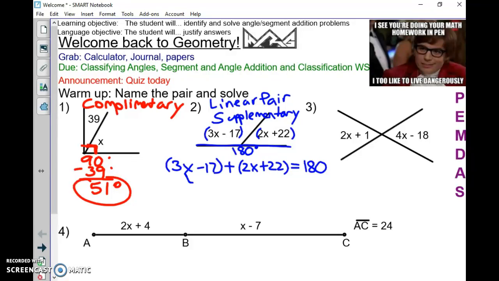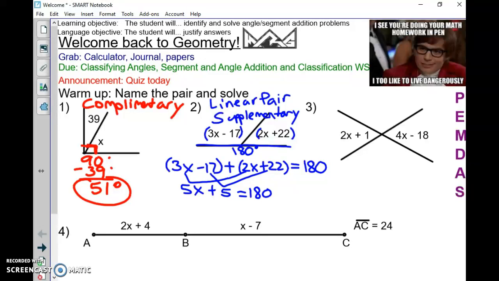The 3x and the 2x together makes 5x, because we're adding them together. Negative 17 plus 22 gives me a positive 5. And if you're not sure, you can always use your calculator. Negative 17 plus 22 is 5. Bring down 180. And now it's just a two-step problem.